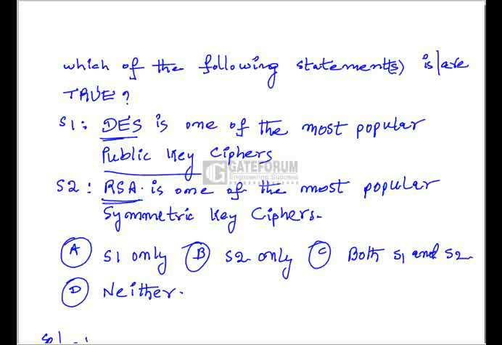RSA means Rivest, Shamir and Adleman's algorithm. It is the most popular public key cipher, but it is given as a symmetric key cipher. So both are wrong. S1 and S2 both are wrong. So option D is the right option here.